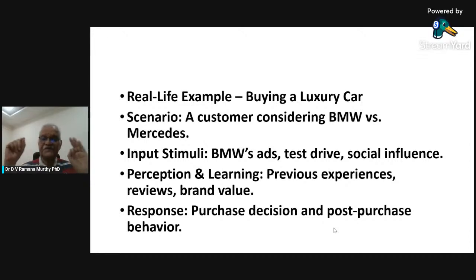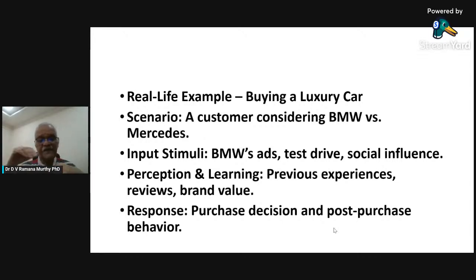That is the input stimuli. He gets stimulated. One is advertisements. Second one is the test drive experience he gets in the retail showroom. And third is social influence. Then, of course, perception and learning, how he perceives the information. He gets into the previous experiences of his own cars he might have had earlier. And he will be going to reviews, I have already told you. And he will be looking at the brand value of that particular product, because there's a choice for him between BMW versus Mercedes Benz.